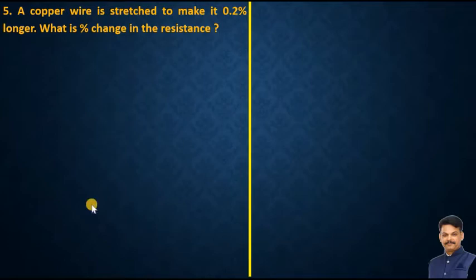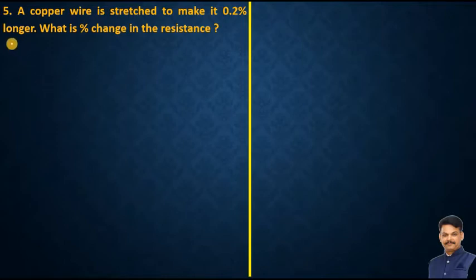students, let us solve the second problem of this video. Here they say that a copper wire is stretched to make it 0.2% longer. What is the percentage change in the resistance? See, this problem is different from the previous problem we have solved. There the change in the length was specific. It was in terms of meter or in terms of centimeter only. But here the change is expressed in terms of percentage. So it must be very carefully handled.